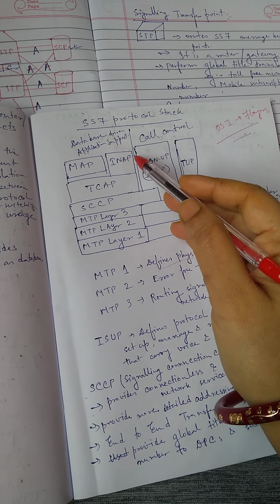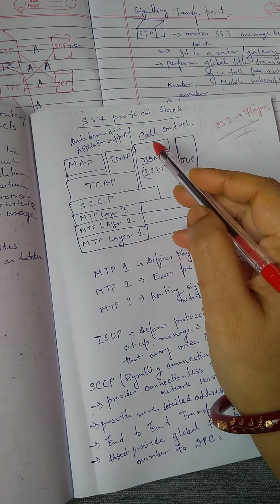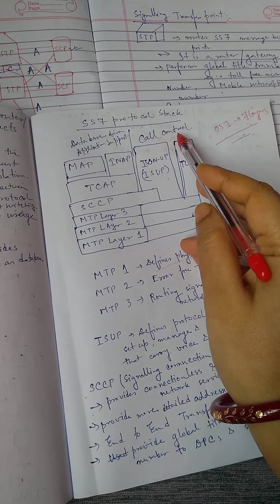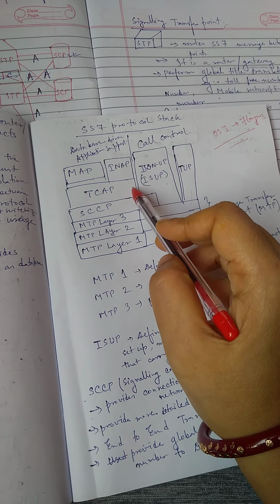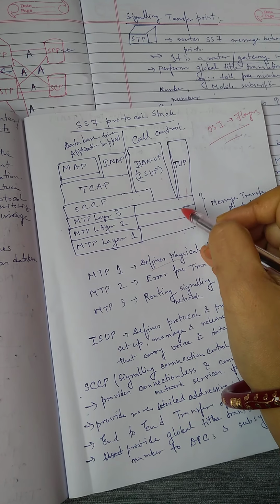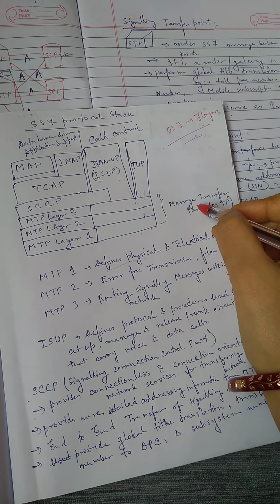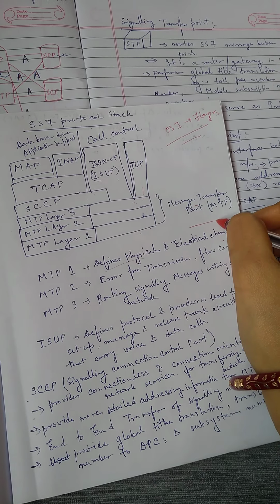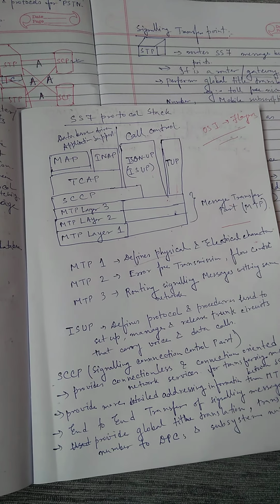Here you can see I have divided this entire protocol stack into two parts. This part is used for call control and this part is used for database-driven application support. And these three layers, MTP 1, 2, 3, altogether are known as the Message Transfer Part or the MTP. So that is all for now.